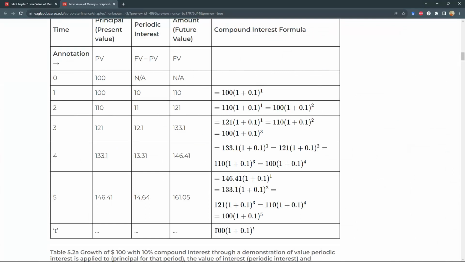We generalized it by saying the value at any point of time t is 100 times 1.1 to the power t. Or simply put, we can use the FV function in Excel. That's table 5.2a. Thank you for listening.